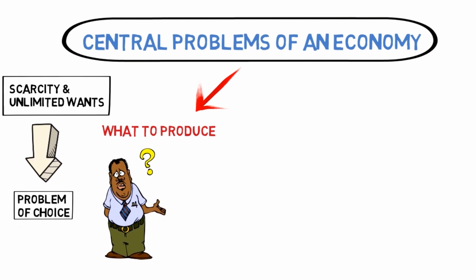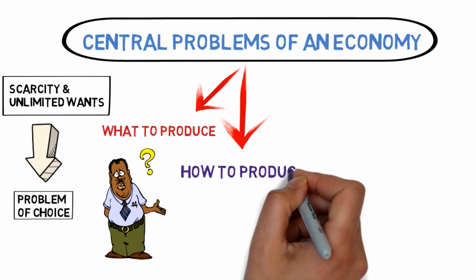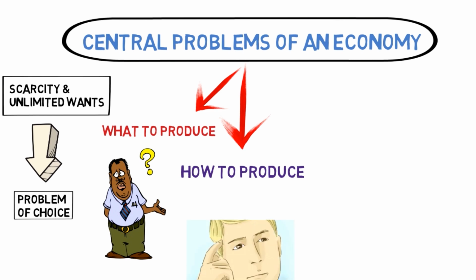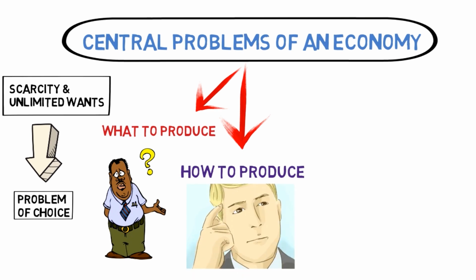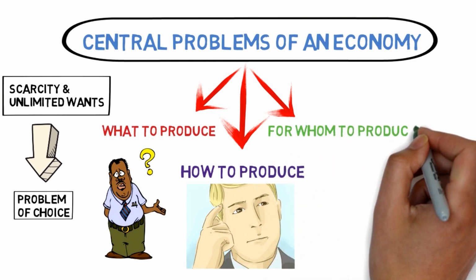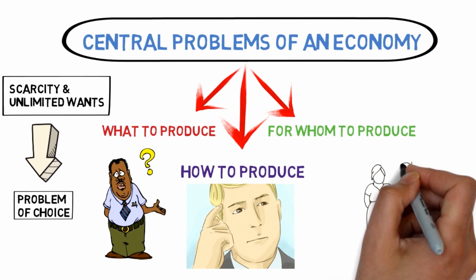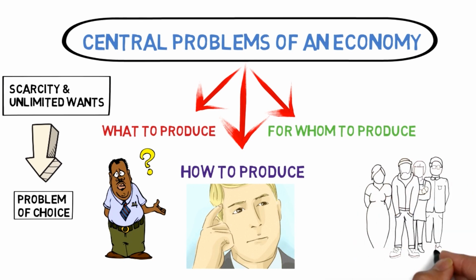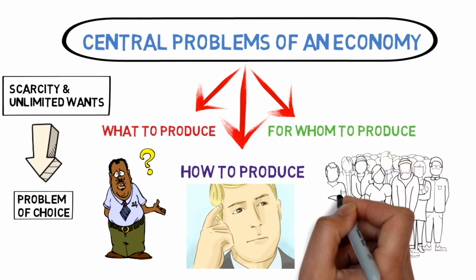The second problem is how to produce. A producer has to think rationally about what technology should be used for the production. The third problem is for whom to produce. Because our society has different categories of people, the producer has to deal with the proper distribution of goods and services.